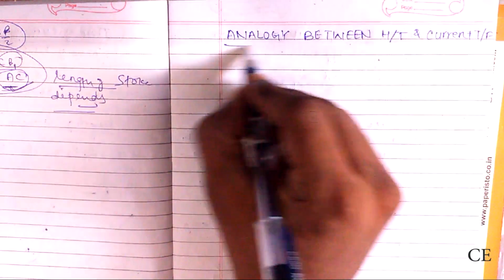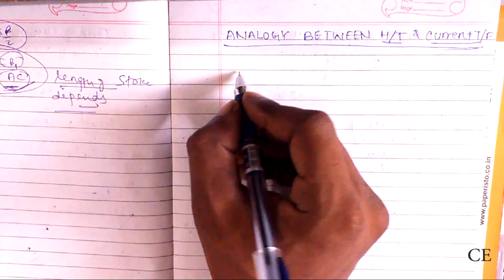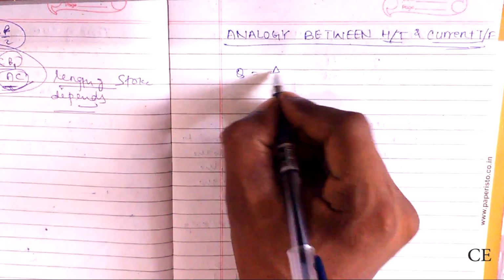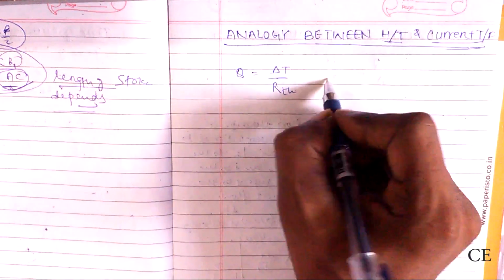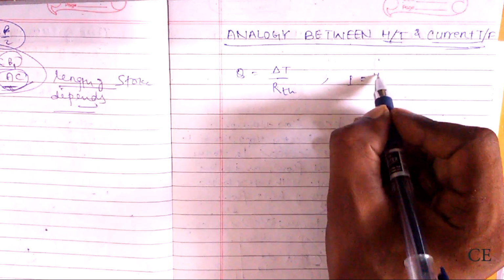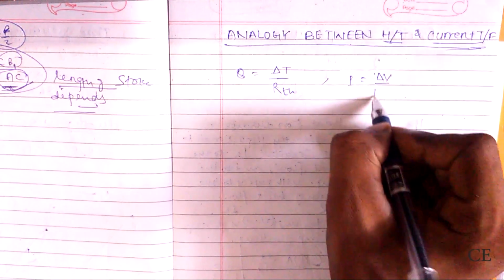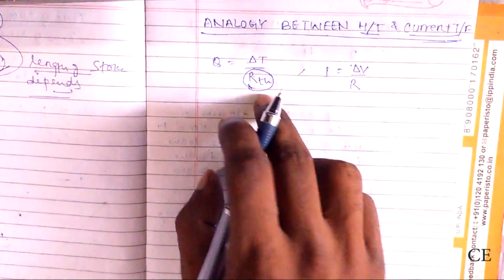Now let us see the analogy between heat transfer and current transfer. We have the formula Q is equal to change in temperature upon RTH. I will explain it later. And current is equal to change in voltage, or delta V, divided by resistance. So first of all, let us check out what is RTH.